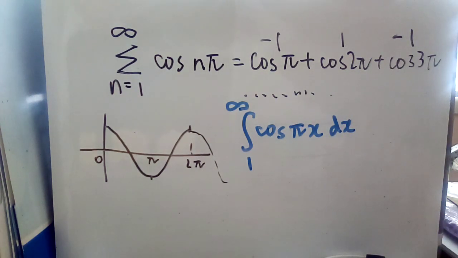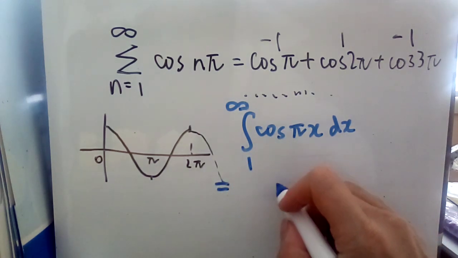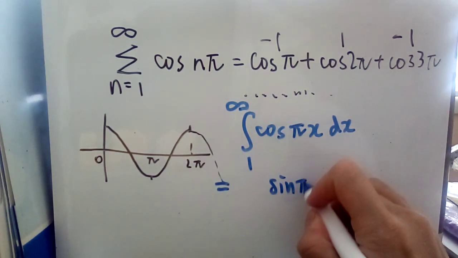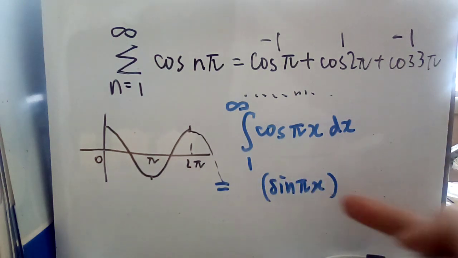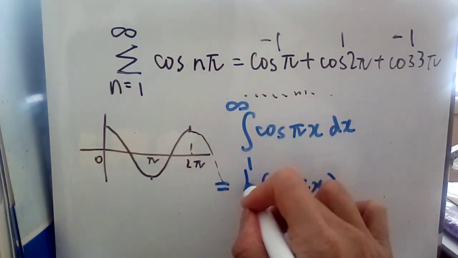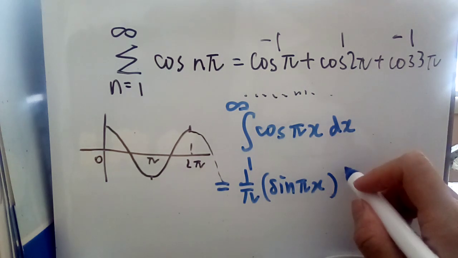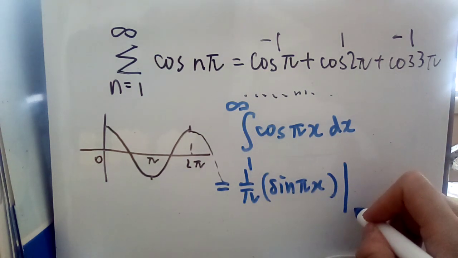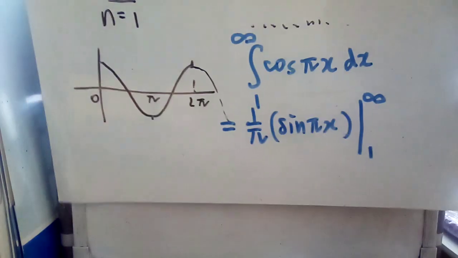So if we take the integral of cosine, it's going to be sine, right? So sine pi x, and then remember to keep in mind the chain rule, and we have to reverse it. So on the outside, you're going to have 1 over pi, right? And we can write 1 to infinity, and then we know this is an improper integral.